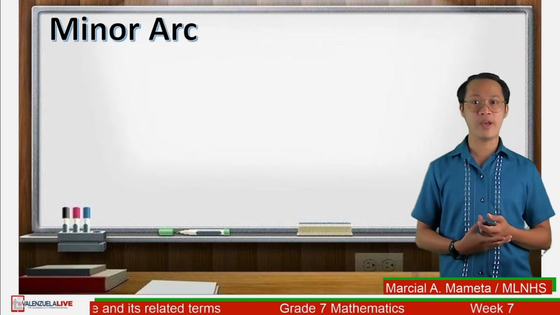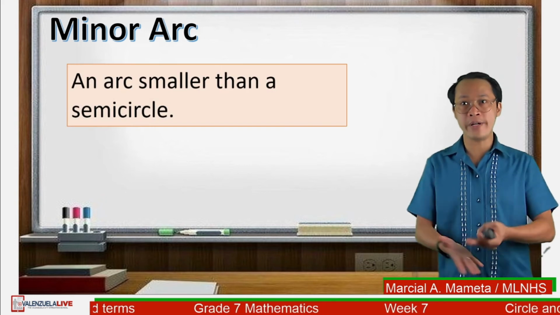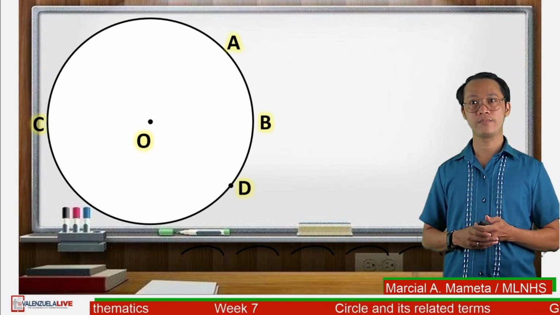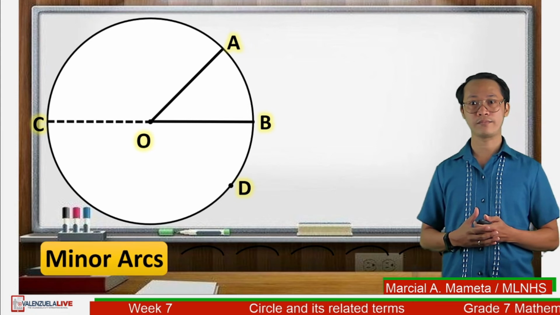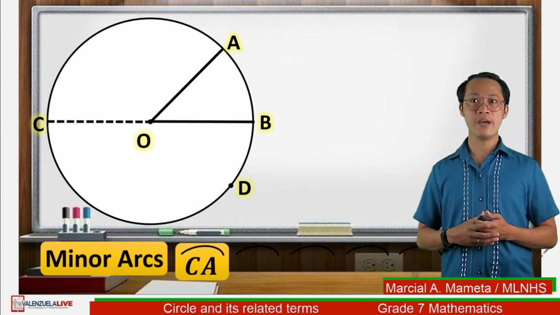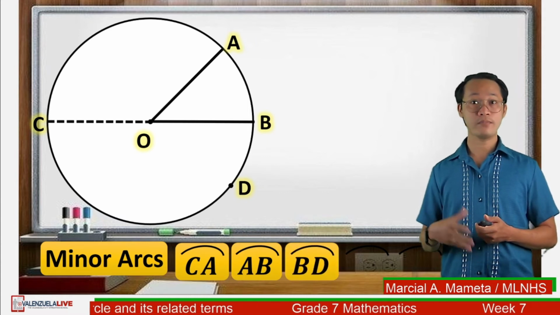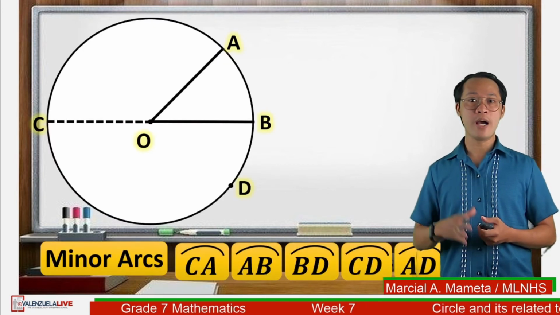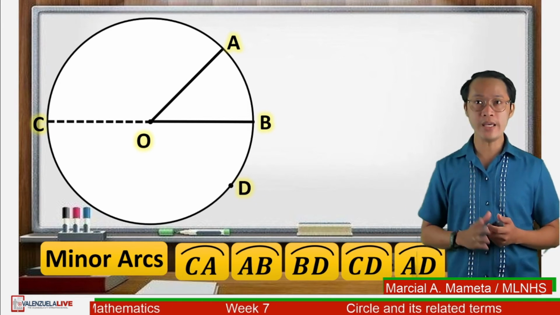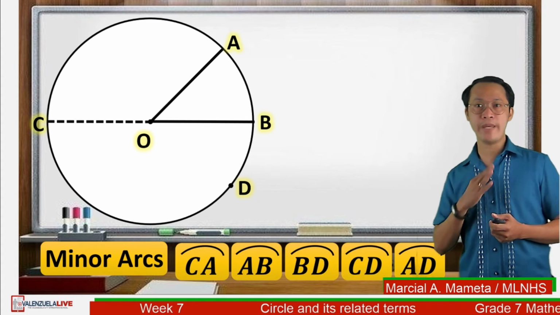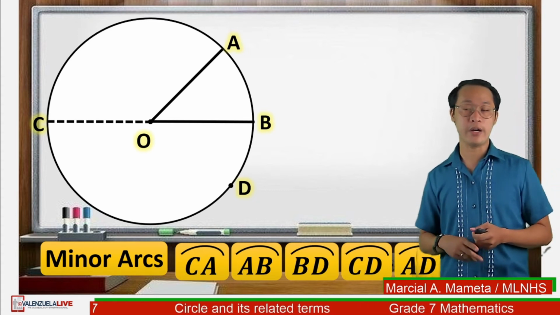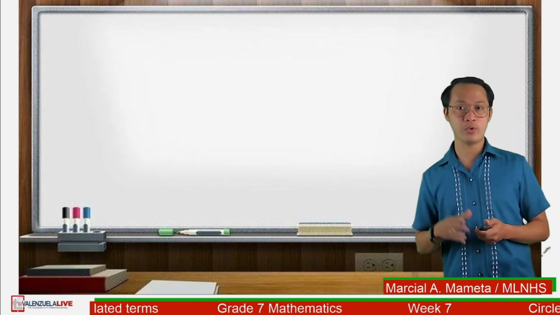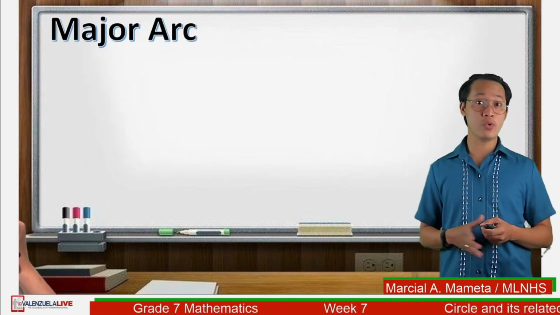After semicircle, we also have minor arc. A minor arc is an arc smaller than a semicircle. Arc CA, arc AB, arc BD, arc CD, and arc AD are examples of minor arcs. To name a minor arc, usually we use two letters.